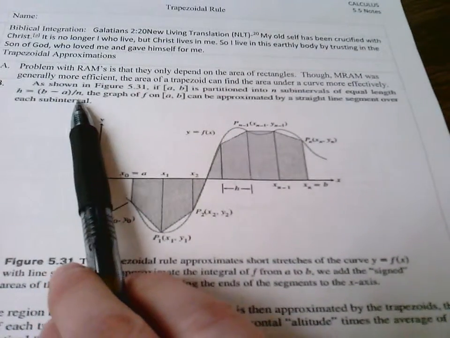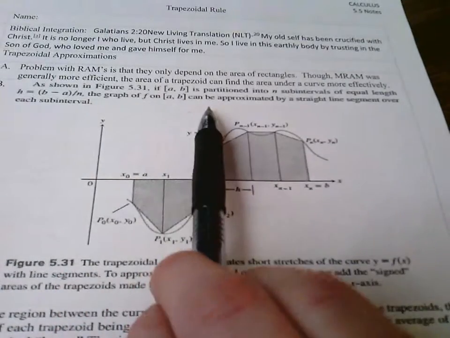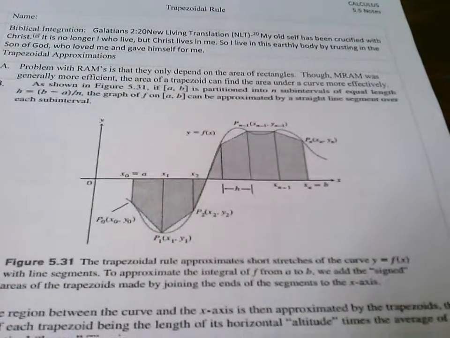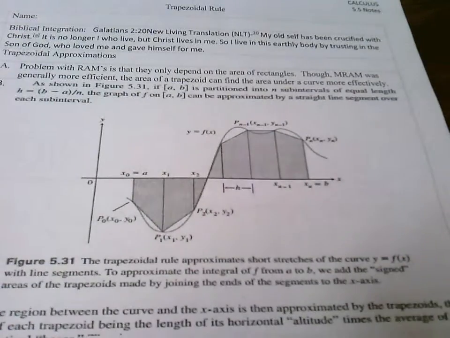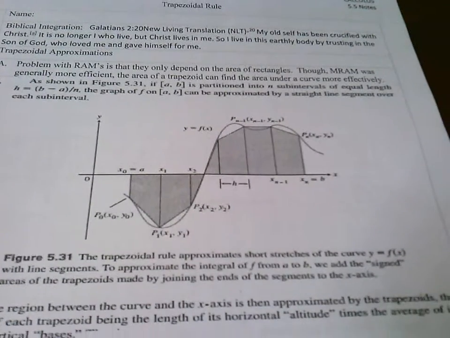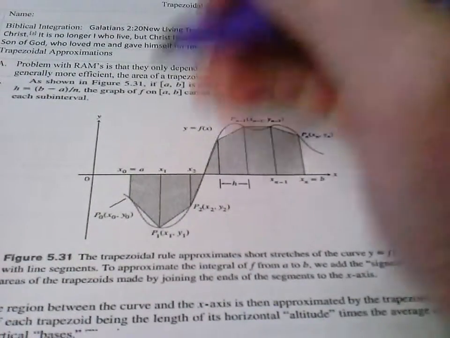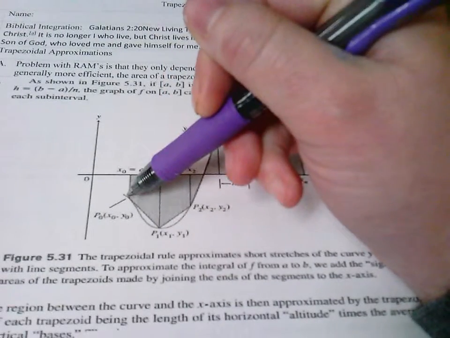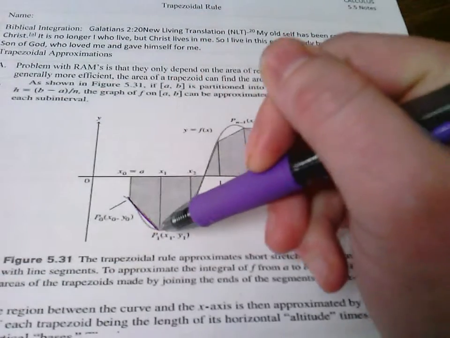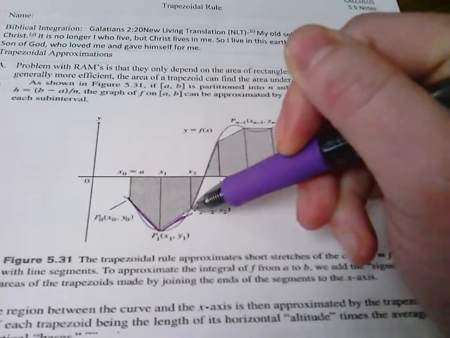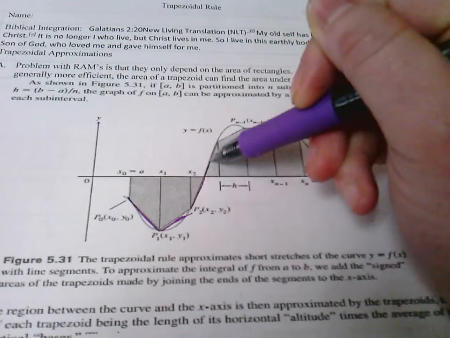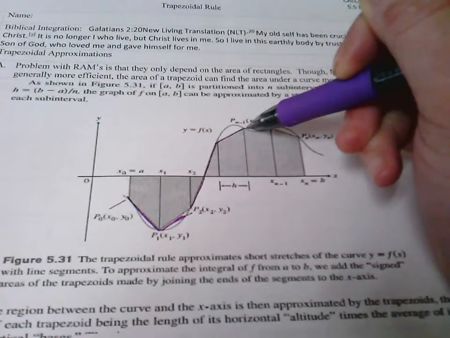The graph of f on the closed interval a to b can be approximated by a straight line segment over each subinterval. So let's look at this. So what they're saying is, each subinterval, they start here and draw a straight line, and then here, straight line, and just like this, straight line. So all this is straight lines.